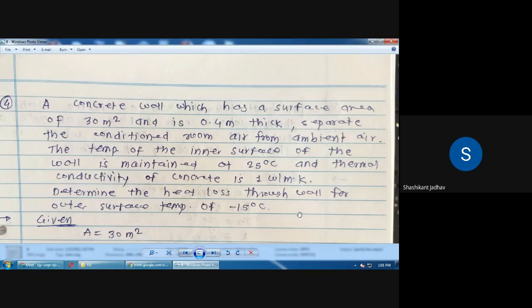Anyone got the answer? Anyone? Don't sit idle. Do the calculation, write down the given condition, and solve that problem by using the calculator and put that answer in the chat box. This is a very simple problem on Fourier's law of heat conduction.